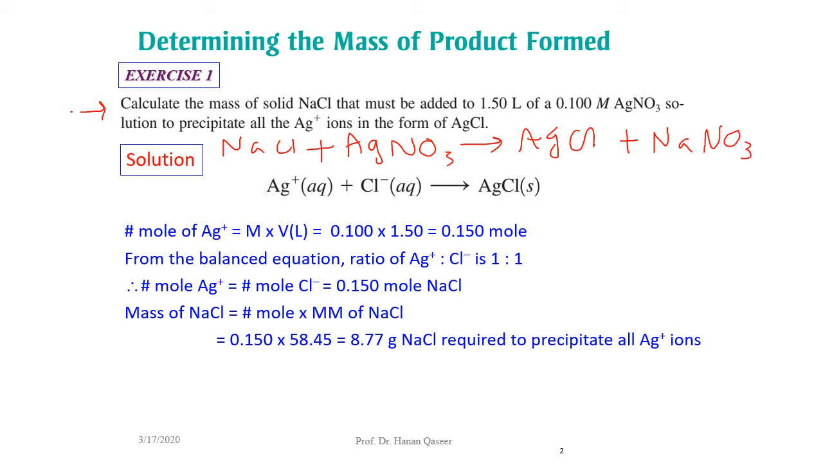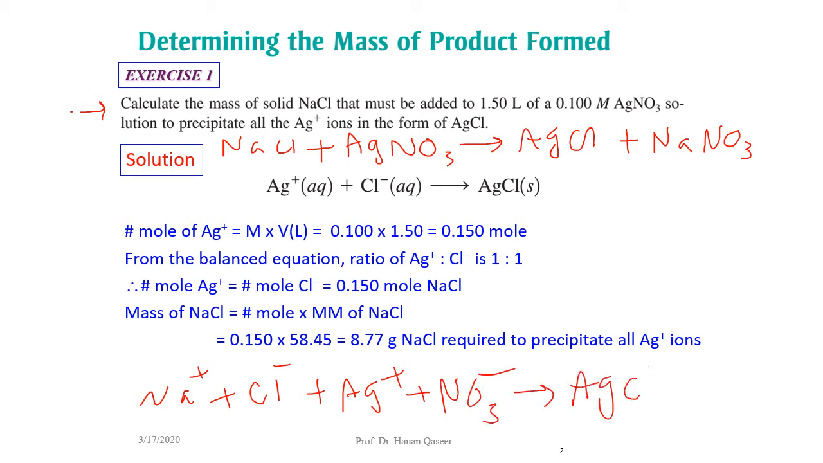From this molecular equation, we can convert it to the complete ionic equation, which is Na plus, plus Cl minus, plus Ag plus, nitrate ion, will give AgCl, which is a precipitate neutral compound, plus Na plus, NO3 minus.